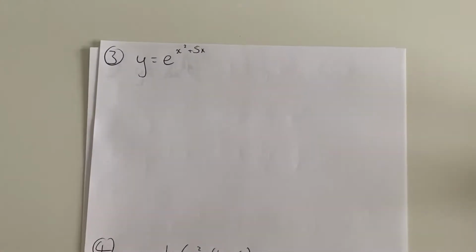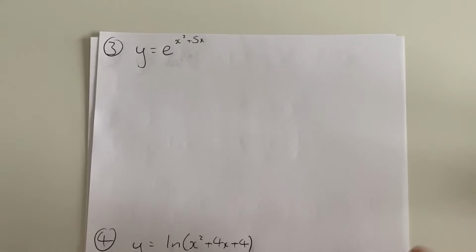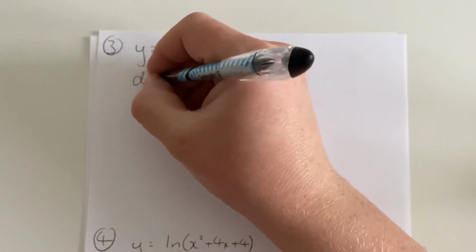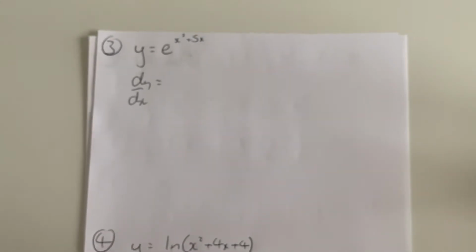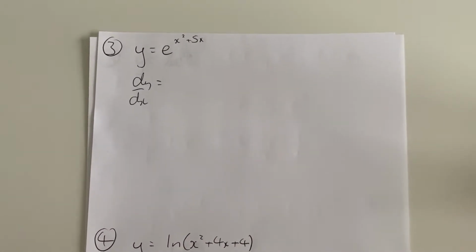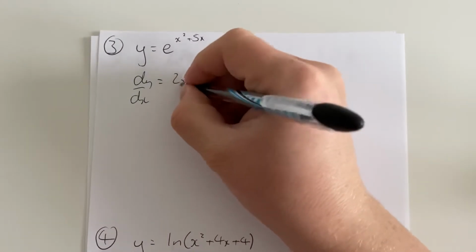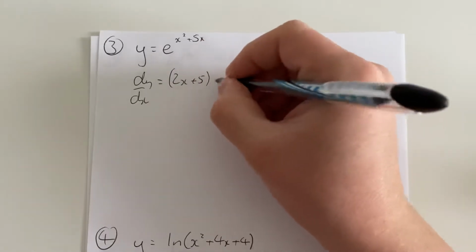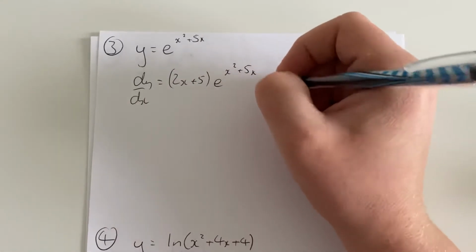Right, a few more examples. So y equals e to the x squared plus 5x. Quite straightforward. Sorry about that. So if you differentiate the function, you would have 2x add 5, and you multiply it by the original e to the power of the function.